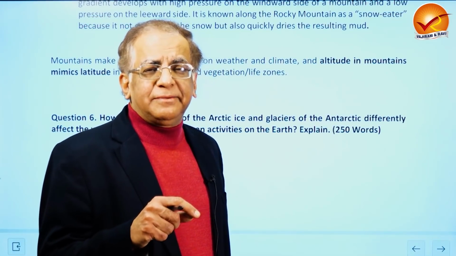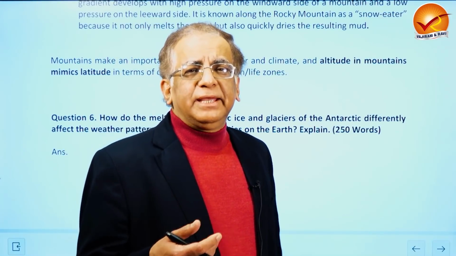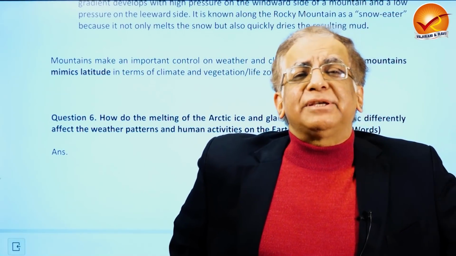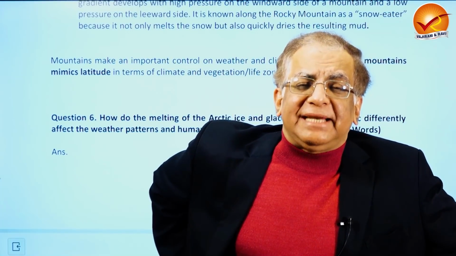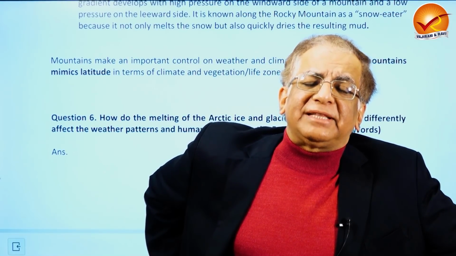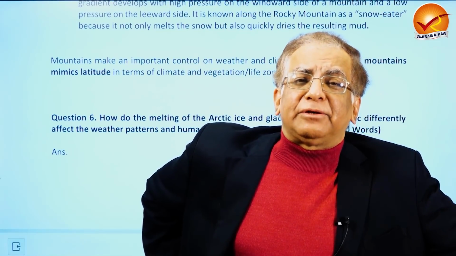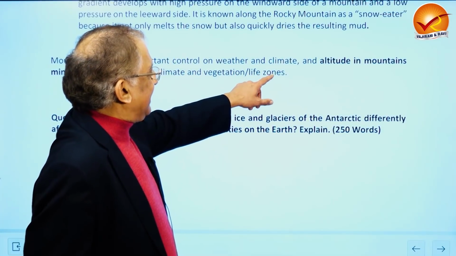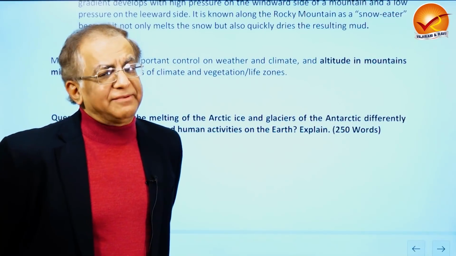Besides the alignment, the mountains also give us something in terms of a parallel of latitudinal zonation of life in terms of height in the mountains. If I was to sum up in three words: altitude mimics latitude. It means as I go up in height, the climatic conditions, the weather conditions will change almost the same way as they change when I go from the equator to the poles. So, mountains make an important control on weather and climate, and altitude in mountains mimics latitude in terms of climate and vegetation or life zones.